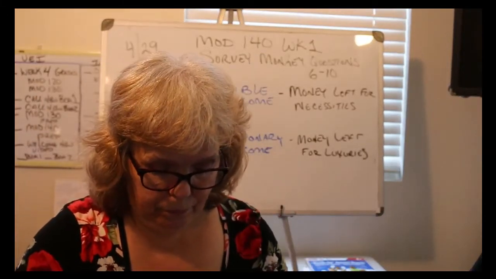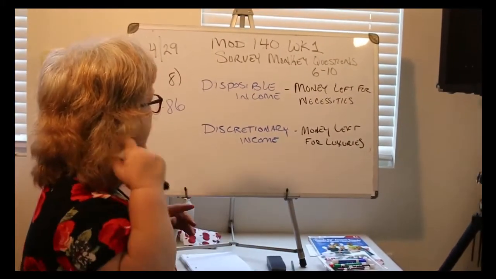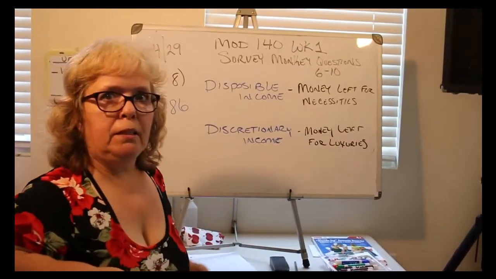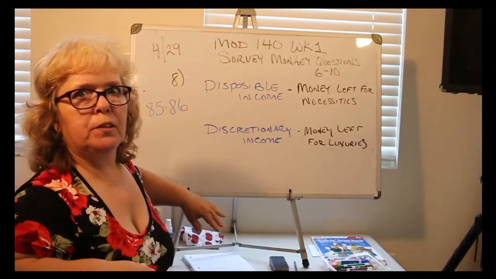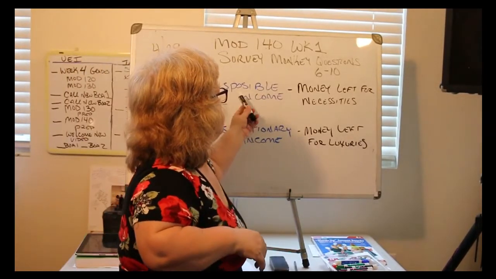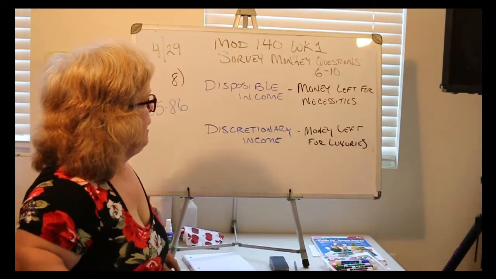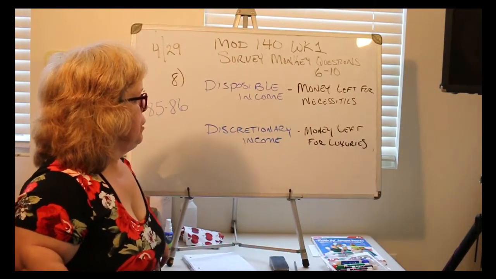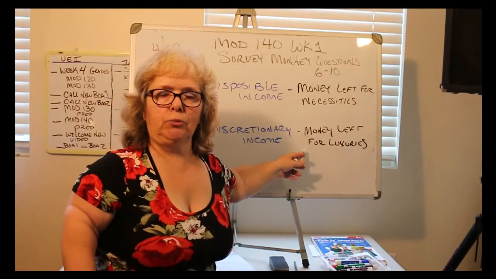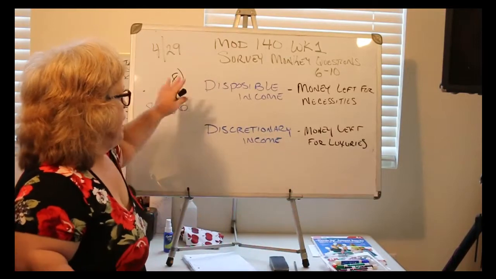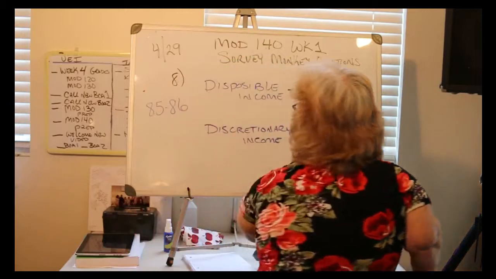So, for instance, if I said going grocery shopping, that grocery shopping is going to come out of which one of these incomes? Well, it should be disposable income, because groceries are a necessity. But if I said a trip to Europe, that's going to come out of discretionary income, because that's for luxuries. Okay? So that's the difference between the two. All right, moving on. Let's do number 9.